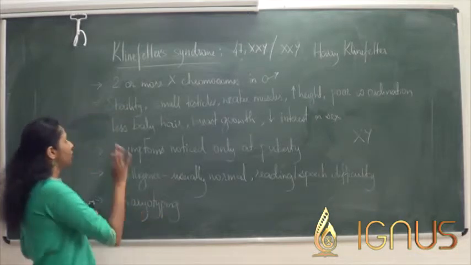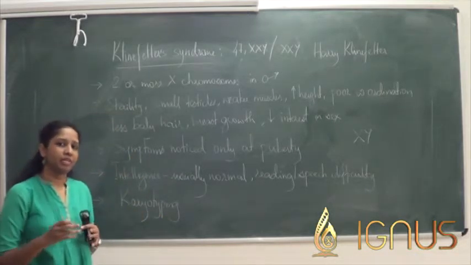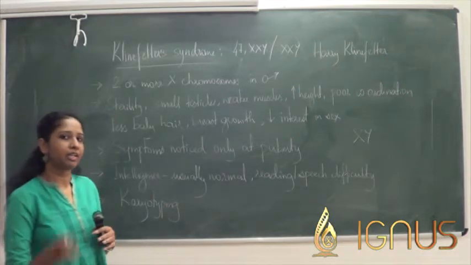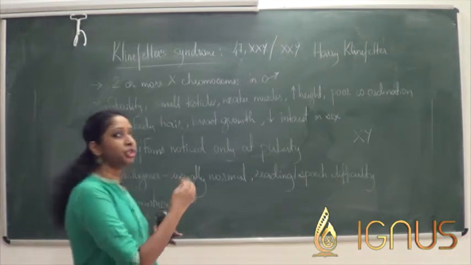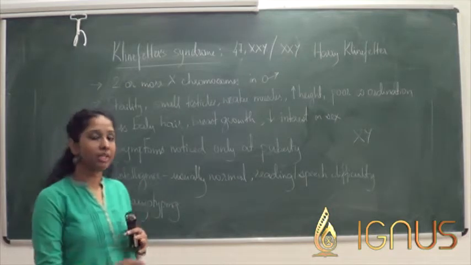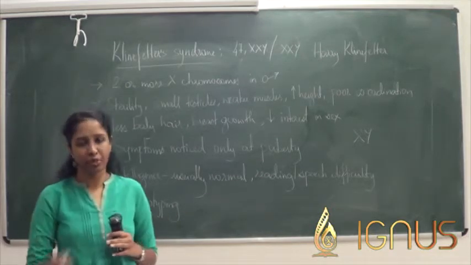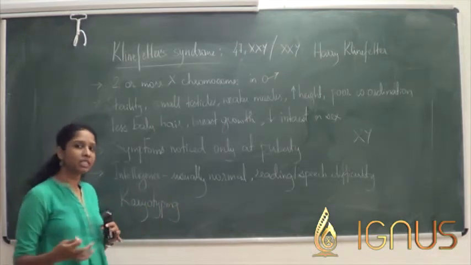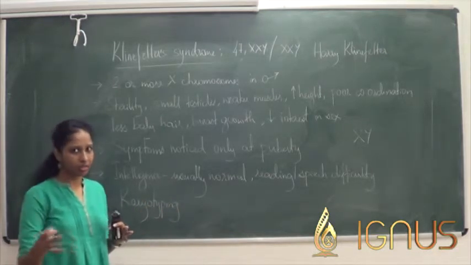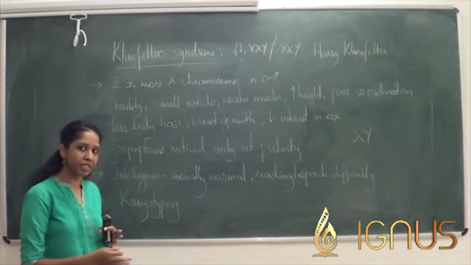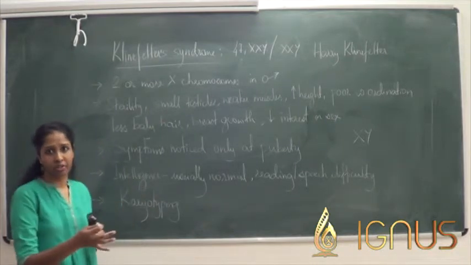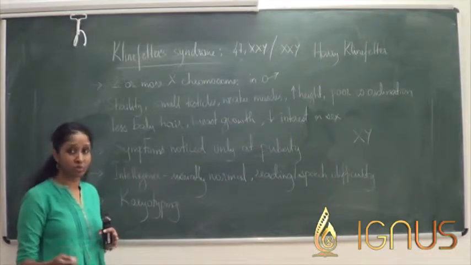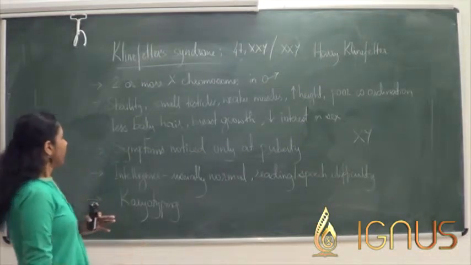Another important thing about Klinefelter syndrome, unlike Down's and Turner syndrome, is that Klinefelter syndrome shows its symptoms only when the male hits puberty. So only when the male hits puberty the symptoms are noticed. Until then the child, when it is growing before puberty, does not necessarily show any of these symptoms. It's only when the child hits puberty that these symptoms become shown.